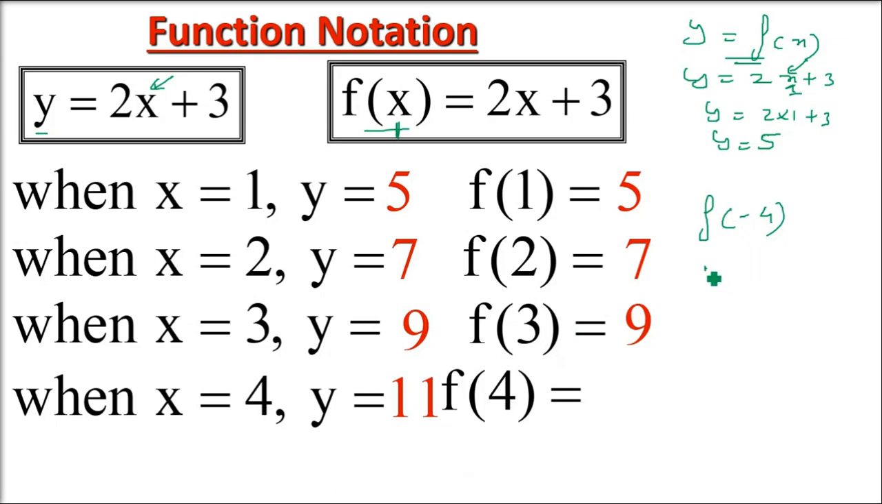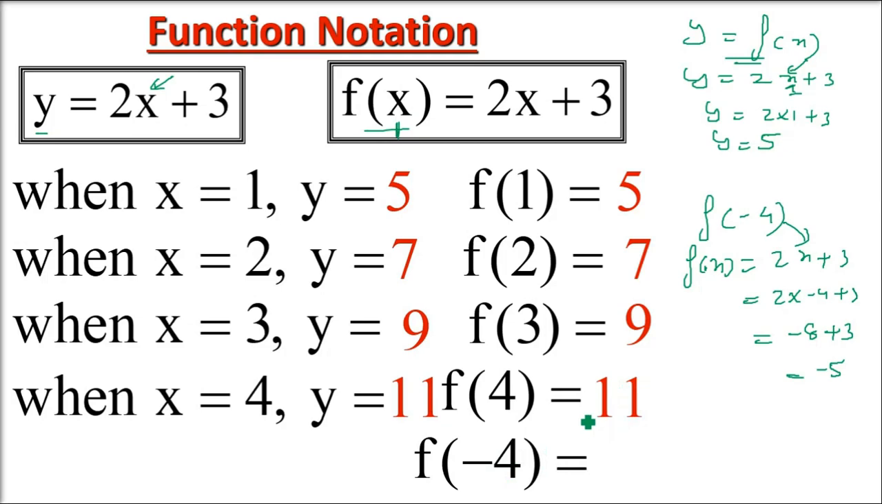Let me take a negative value now. f of negative 4. Same function, x we are going to put as negative 4. So 2 into negative 4 plus 3 is minus 8 plus 3. What is the value? You get negative 5. So f(negative 4) is negative 5.